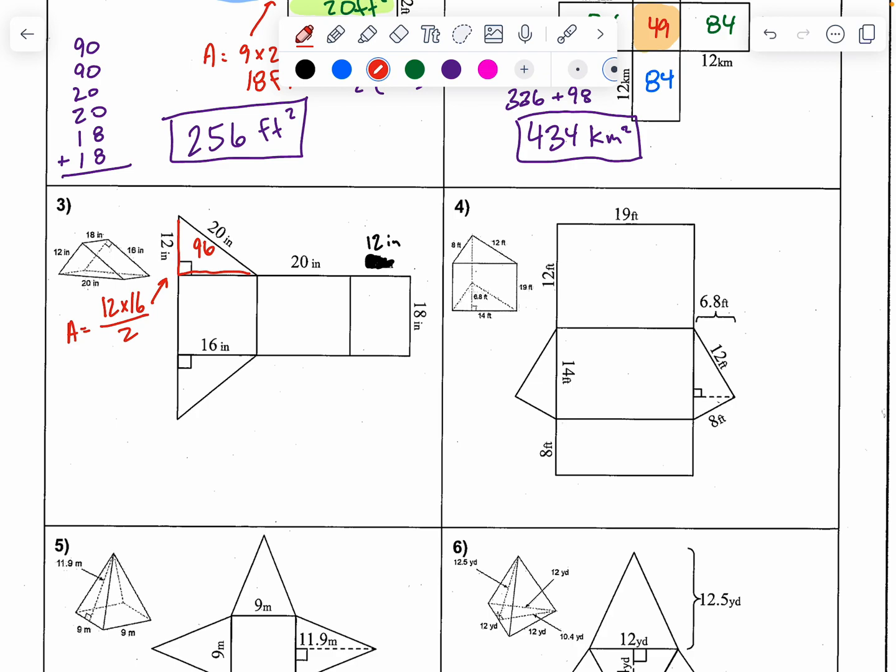So if this right here is 96, then this down here is also going to be 96, because it is the other base. Let's go ahead and color those just to be fun. Now, remember, I had to divide by 2 because those are both triangles, and the formula for area of a triangle is base times height divided by 2.